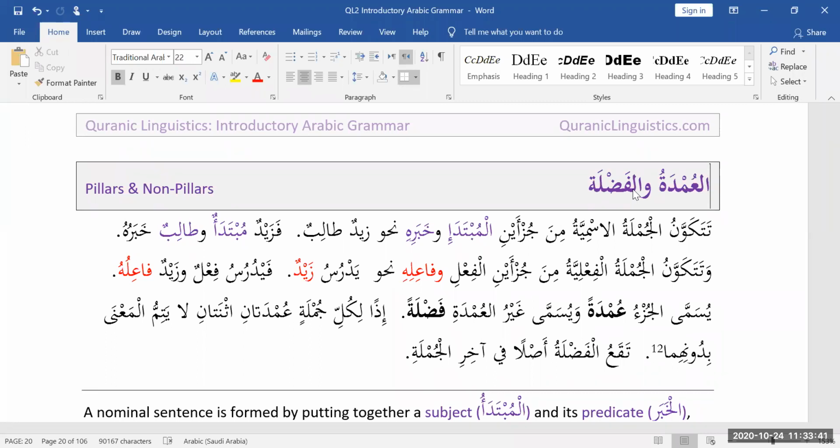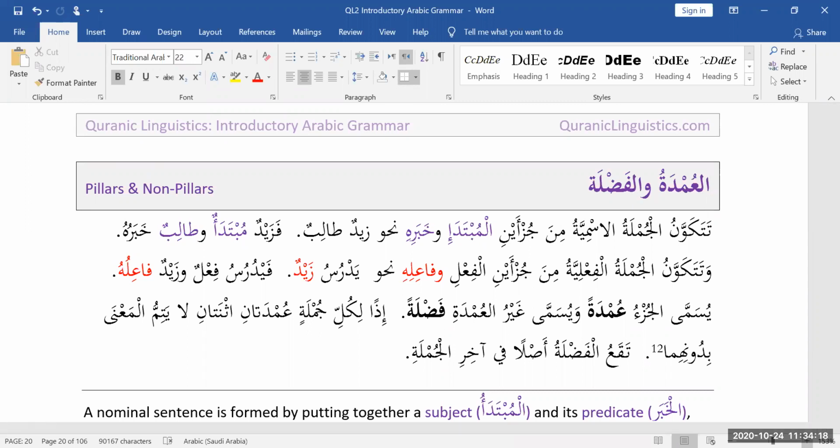There are four states, and each state has a default sign. The Rafa state, the sign is Dhamma. Al-Nasub, Fatha. Al-Jar, Kasra. Al-Jazm, Sukun. So that's what we've learned very quickly at a high level. Without going into too many details, I just wanted to refresh your memories. Now keep that information in mind as we take today's lesson, because today's lesson is built on top of the previous lessons.